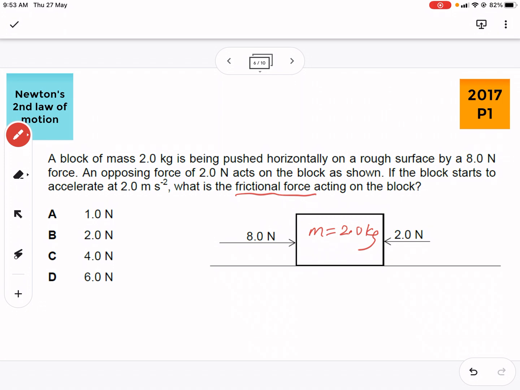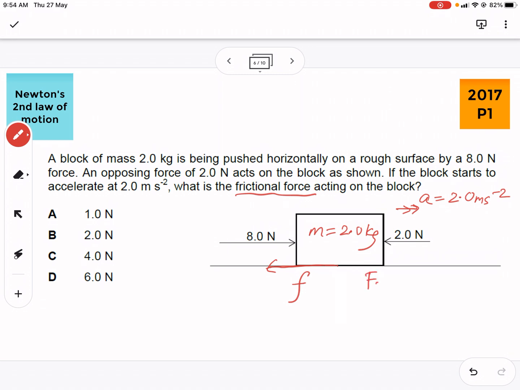We expect that this object will be moving towards the right, because the pushing force of 8 newtons is larger. So the acceleration will be towards the right with a value of 2 meters per second squared, and hence the frictional force we expect to be to the left. If drawing an accurate free body diagram, make sure the friction is drawn along the surface of contact between the block and the ground, not from the center of the object itself.